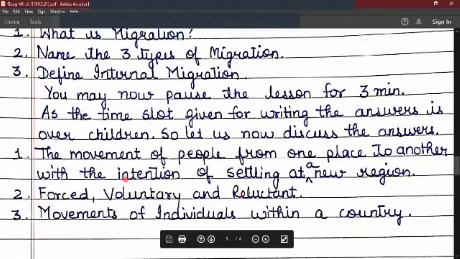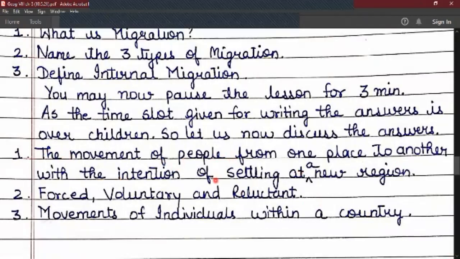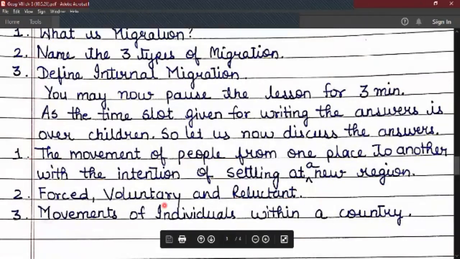So, now, children, let us discuss the answers. First, the movement of people from one place to another with the intention of settling at a new region or a place is known as migration. The three types of migration are forced migration, voluntary migration, and reluctant migration. And third, movement of individuals within a country is known as internal migration.